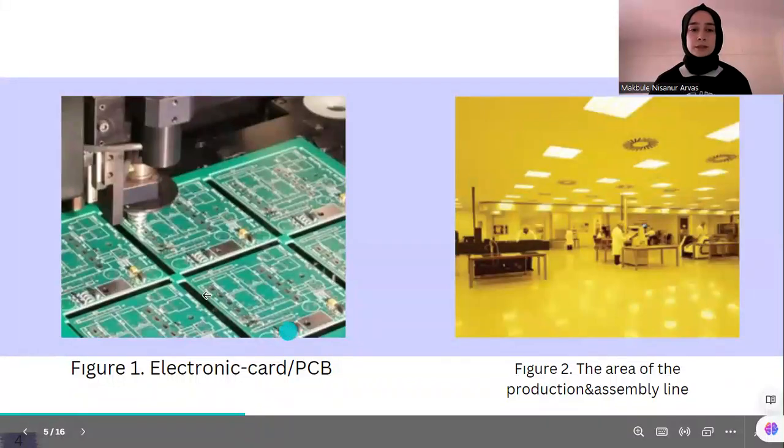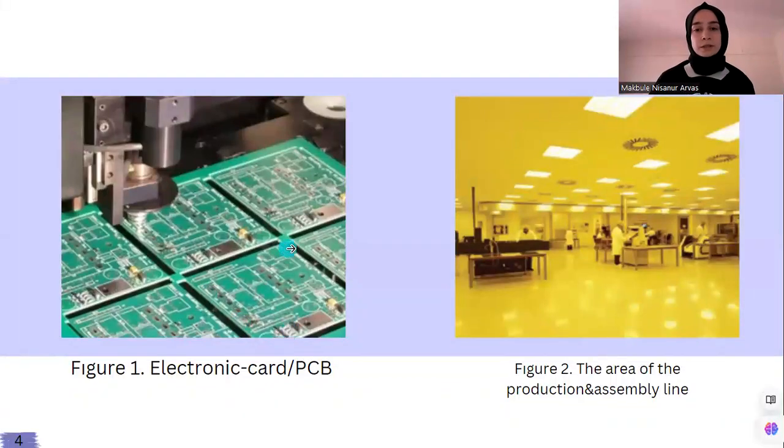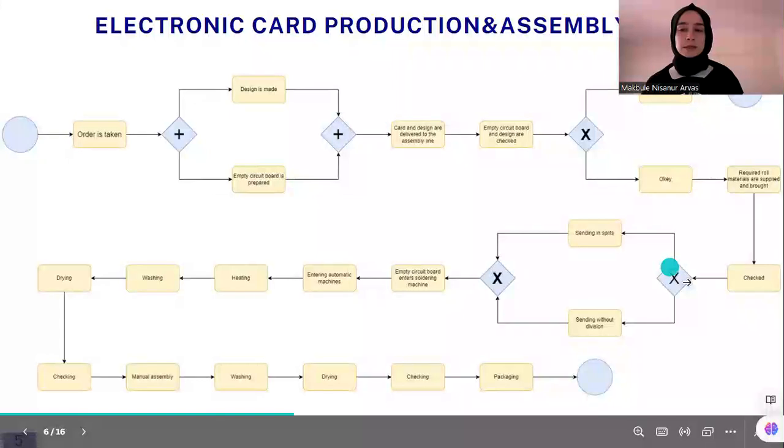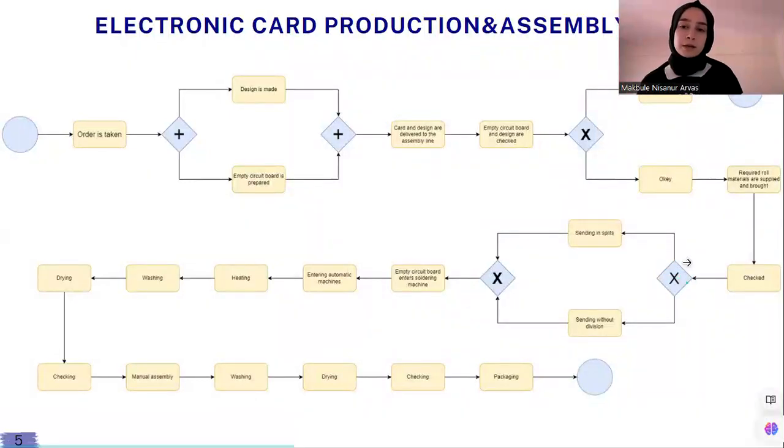This is the picture of electronic card PCB. The second picture shows the area of the production and assembly line. This is the process chart of the electronic card production. The problem starts here. It is a decision: the raw materials are sent split way or unsplit way.